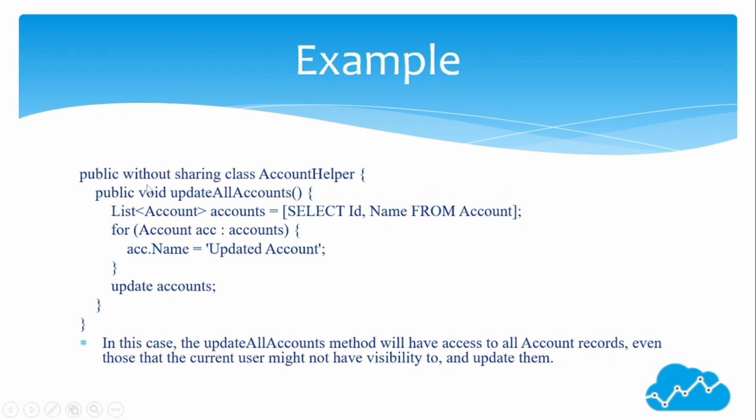Example: public without sharing class AccountHelper, public void updateAllAccounts, List<Account> accounts = [SELECT Id, Name FROM Account]. For each account acc in accounts, acc.Name = 'Updated Account'. Update accounts. In this case, the updateAllAccounts method will have access to all account records, even those that the current user might not have visibility to, and update them.